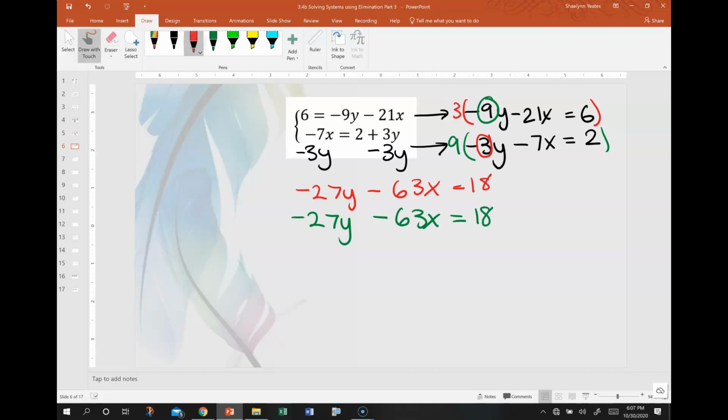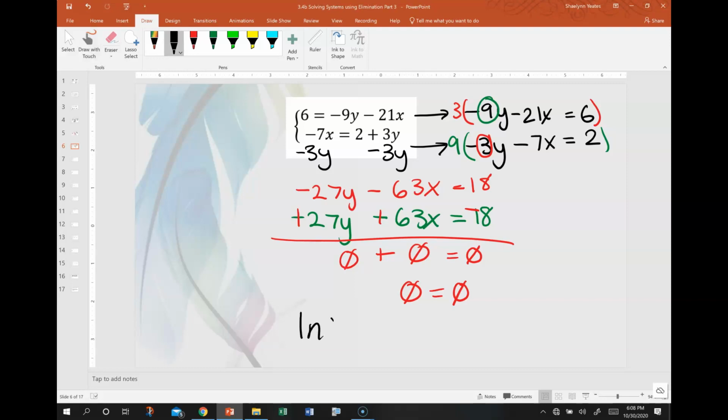Some of you may have already noticed what's going to happen. I'm going to go ahead and change the signs on my bottom one, just because they match signs right now, and that's not going to go to 0 for me. So I've got negative 27y plus 27y, that's 0. Negative 63x plus 63x, that's 0. And 18 minus 18. Again, 0. So we've got 0 equals 0. Remember me mentioning this at the beginning? This is infinite solutions.